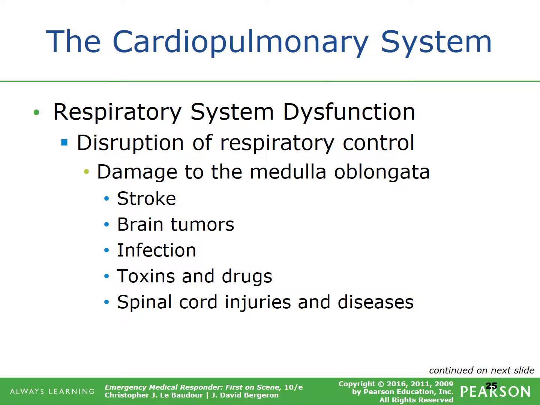Now I want to talk a little bit about respiratory system dysfunction. Normal breathing function is interrupted any time either the rate or the volume or both become inadequate. The medulla oblongata in the brain controls breathing. Disorders of the medulla oblongata, such as stroke, tumors, infection, toxins, trauma, etc., can change the stimulus to breathe. This is called disruption of respiratory control.